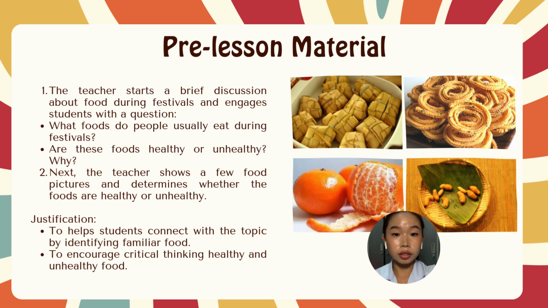After the discussion, a few pictures of different foods that are commonly eaten during festivals will be shown to the students. The task is that the students will have to look at each picture and collectively determine whether the food shown is healthy or unhealthy. This visual activity helps to solidify their understanding by connecting abstract concepts to real-life examples. The justification for this activity is to help students connect with the topic by identifying familiar food and to encourage critical thinking about healthy and unhealthy food.